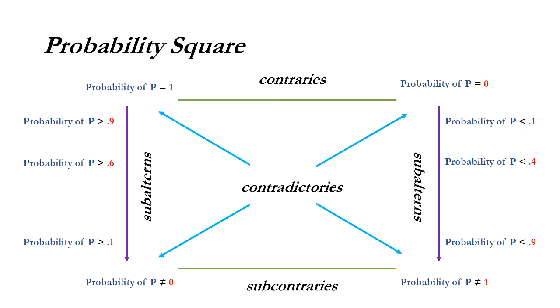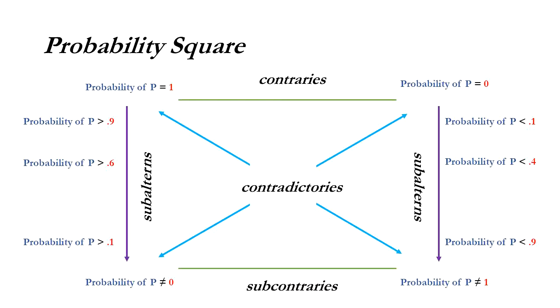Now, of course, probability of P being 1, the contradictory of that is going to be what? Look across. Probability of P not being 1. Similarly, the probability of P equaling 0, contradictory there. Probability of P not equaling 0. Remember, these just flip the values. They just put a not in front of them.